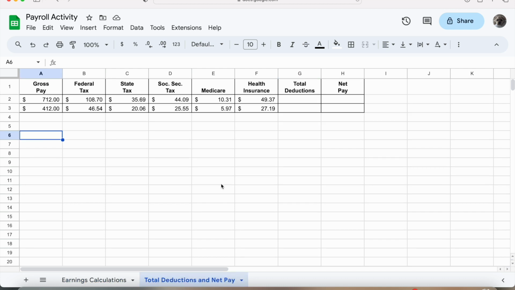In part 2, we will be calculating total deductions and net pay for these two employees. First, to calculate total deductions, we are going to add federal tax, state tax, Social Security tax, Medicare, and health insurance.